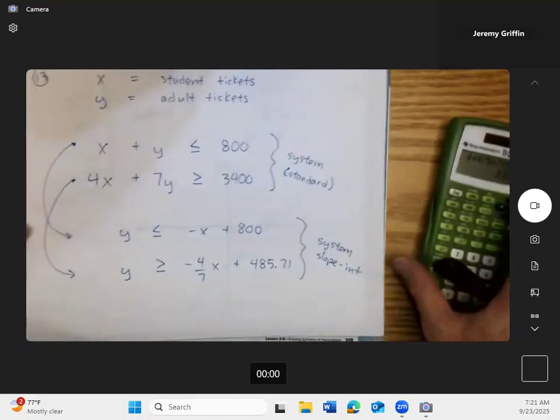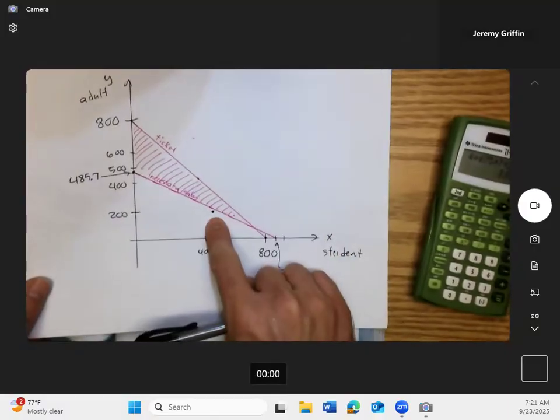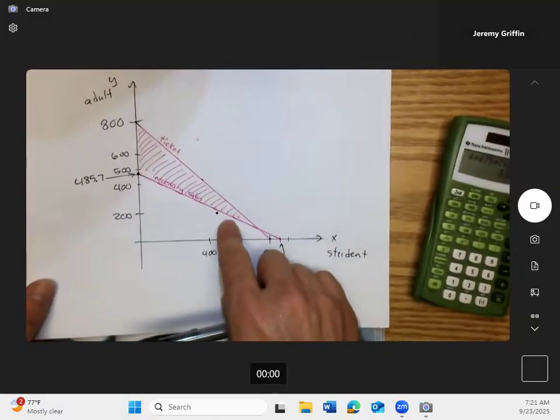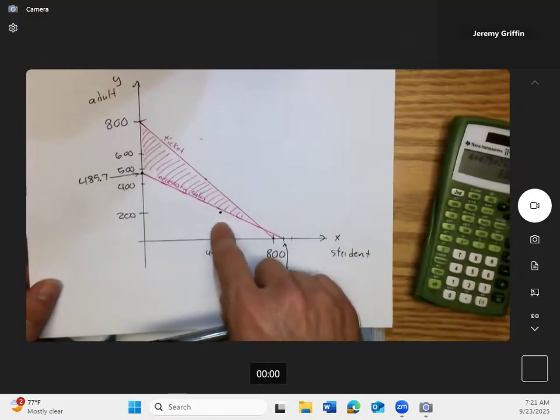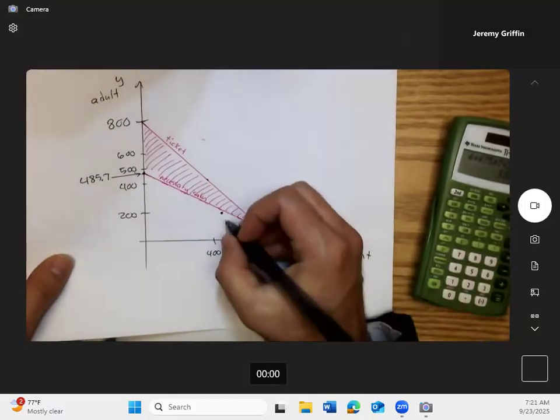3,300. So in fact, this point does not work, right? Because they do have enough seats. There's plenty of seats. They have more seats that could sell more tickets, but they're a little short of their fundraising goal. So no, it doesn't work.